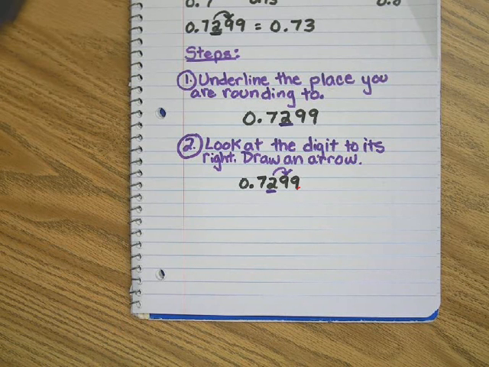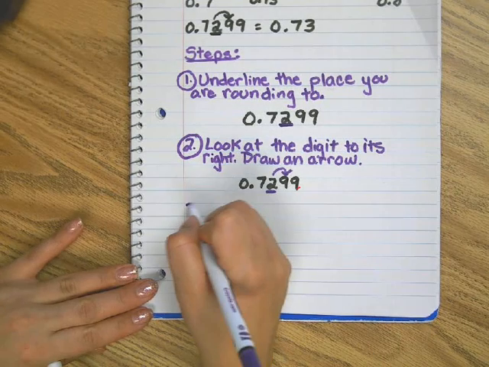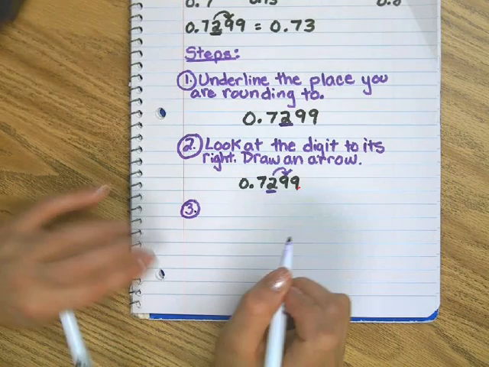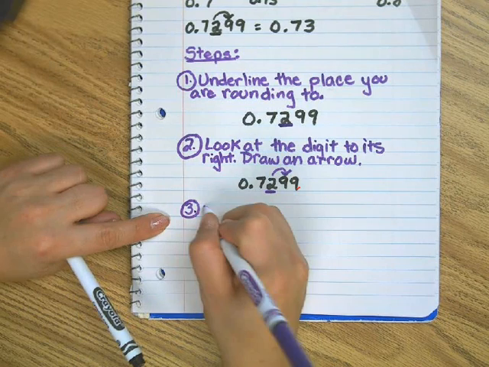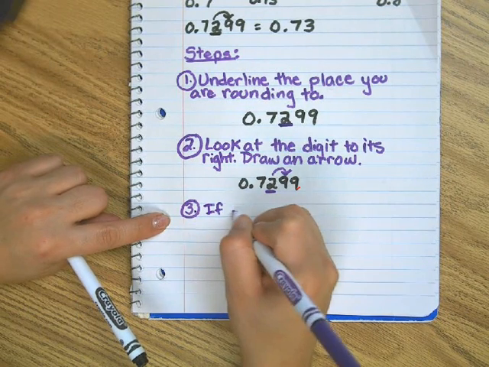Step 3. If it is 5 or more, increase the digit to the left by 1. If it is less than 5, just use the digit to the left. I'll write all that down. It's not nearly as complicated as it sounds.